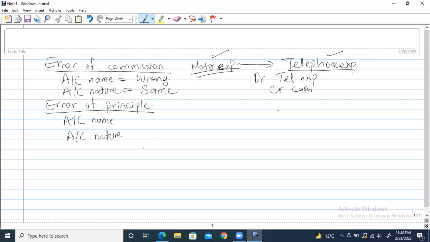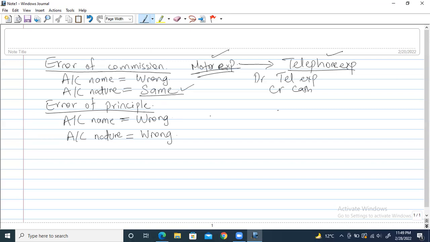Now in error of principle, remember that in both kinds of errors, the account name is wrong. Undoubtedly it is wrong, because it cannot be the same. But over here the nature is also wrong. In error of commission, we saw that account nature is the same, but in error of principle, both things are wrong. Now let me give you a simple example.